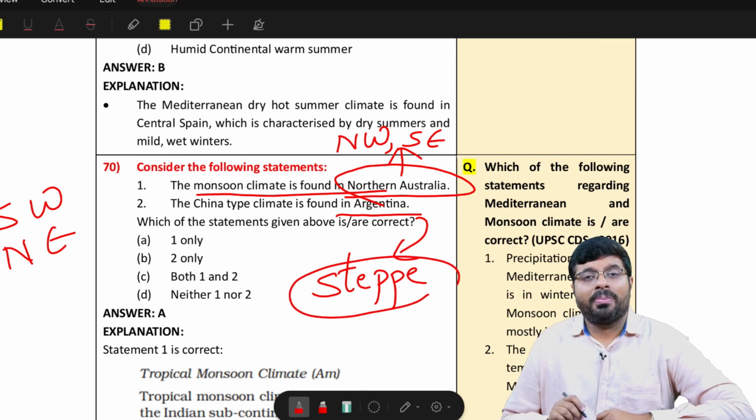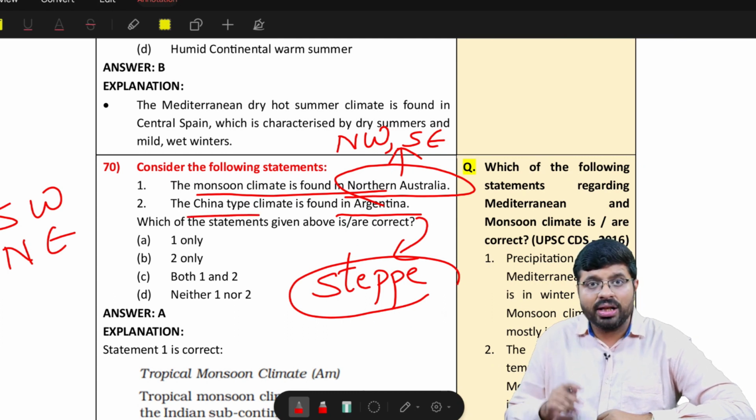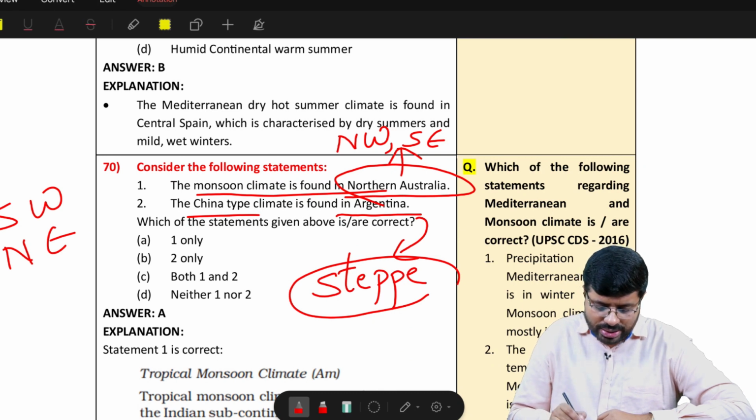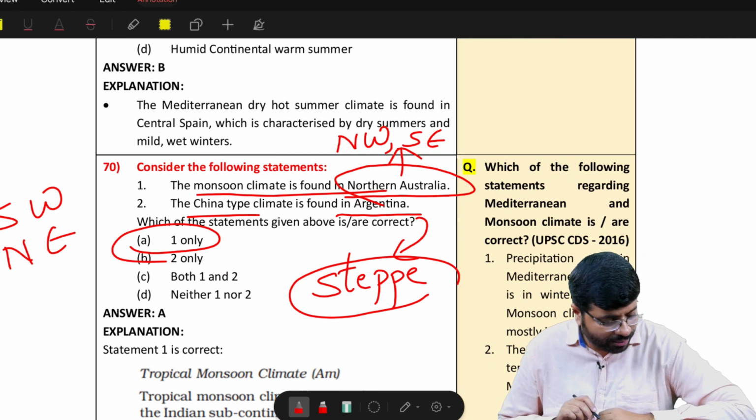That's what, no? Pampas, prairies, Pampas of South America, Pampas of Argentina. So Pampas means temperate grasslands. That is the steppe variety. So that is not China type. So with that only, even with this awareness, you would have got this, that you will know that this answer is only one only. Right? That is how you prepare.